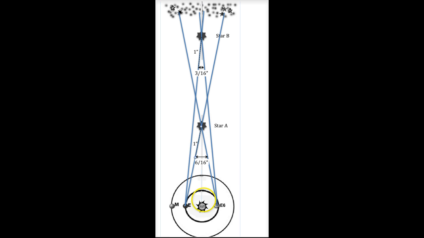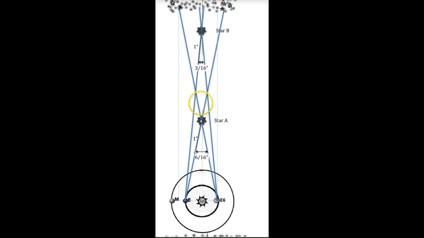So let's take a look at what that means. Star A is obviously closer to both the Earth and the Sun. We see that on our image. Star B is farther away. So the question becomes, which one had the most dramatic shift in our view from Earth? Was it the star that was closer, star A, or the star that was farther, star B?